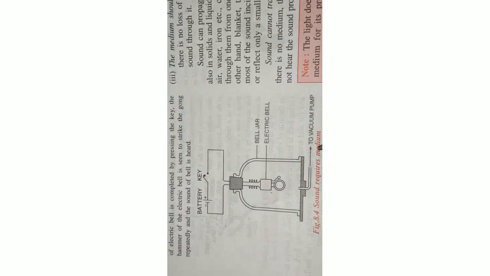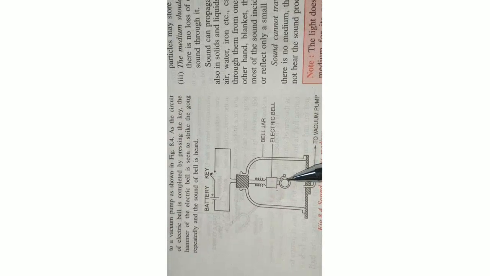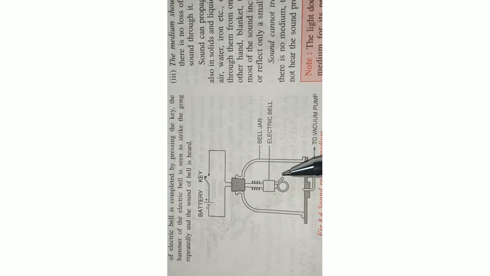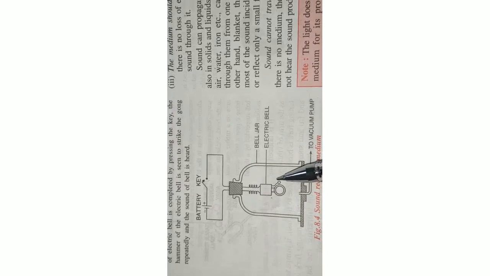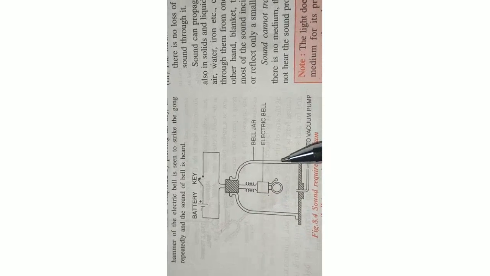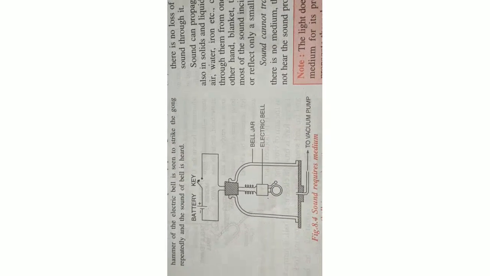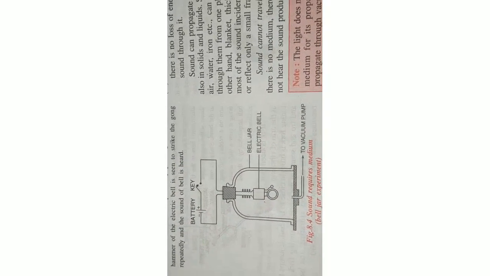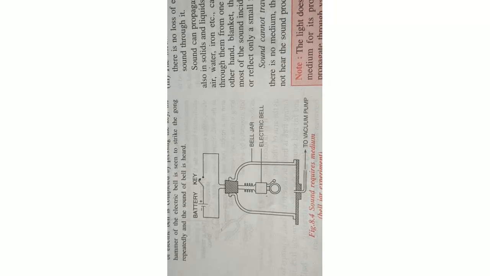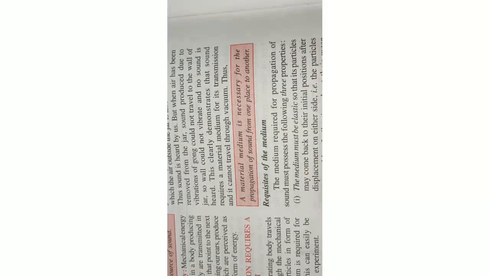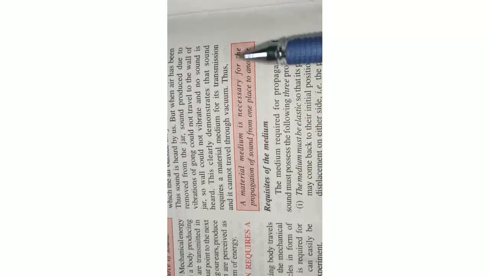But after the air has been removed from inside the bell jar, even though the gong is striking the bell, vibration is being produced, but since there are no more air particles, that vibration is unable to be transferred to the walls of the jar, which in turn cannot set the vibration to the nearby air molecules, and we are unable to hear the sound. So this experiment tells us that sound requires a material medium to travel. So we say that a material medium is necessary for the propagation of sound from one place to another.